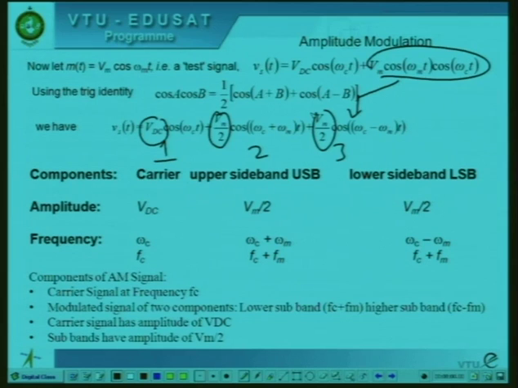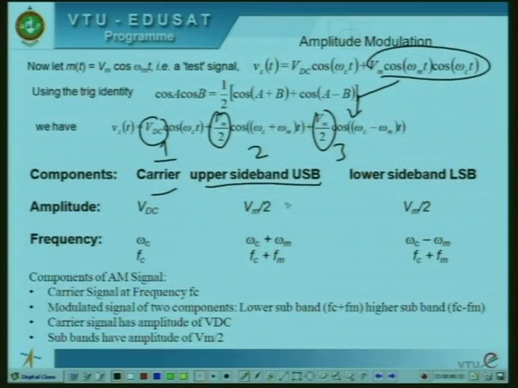Okay, the modulating signal Vm has now been reduced to Vm by 2, and VDC is now the amplitude of the carrier. Now let us understand the three components of an amplitude modulation signal. In terms of amplitude, we have VDC of the carrier. Then the signal at omega c plus omega m, we call it the upper sideband, which has an amplitude of Vm by 2 and a frequency of Fc plus Fm.